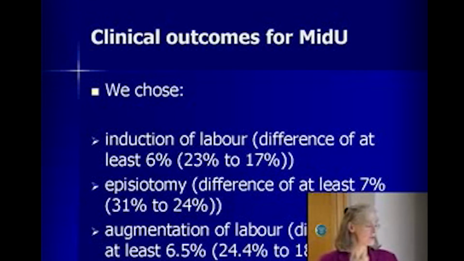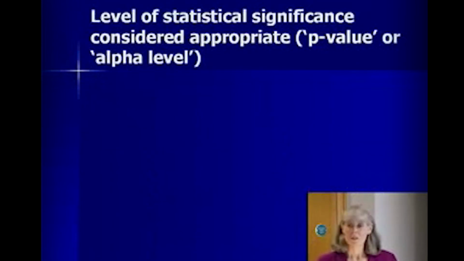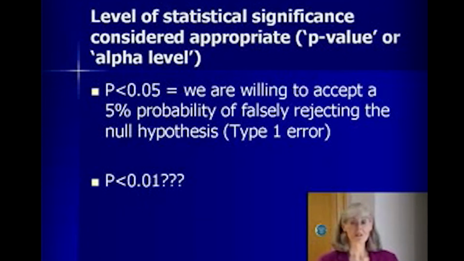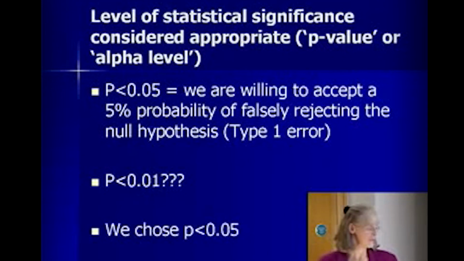The next thing we had to look at was the alpha level, and the normal is p less than 0.05. That means we're willing to accept a 5% probability of falsely rejecting the null hypothesis, which is known as a type 1 error. There's quite a bit of argument in the literature at the moment, and Mike Clark, one of my colleagues on MIDU, is strongly of the view you should usually go for 0.01 just to be on the safe side. That means you're 99 times out of 100 certain that you're not falsely rejecting the null hypothesis. We chose 0.05. It is the norm. It's accepted widely in medical and nursing and midwifery circles, and it means we didn't have to have 3,000 women in our study.